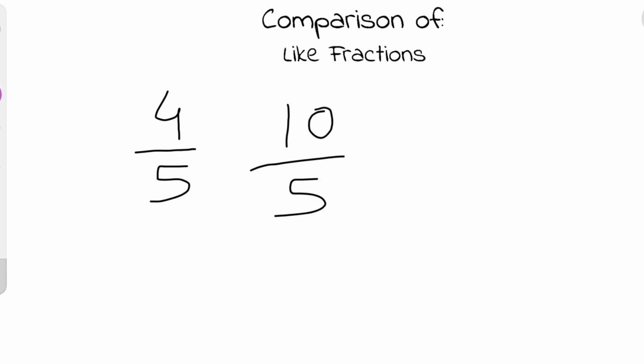And the next point is comparison of like fractions. How to compare between two like fractions. For example, you have 4 by 5 and 10 by 5. Now these two fractions are like fractions as they have the same denominator. So in this case, the comparison is very easy. You simply have to see the numerator. The fraction with a bigger numerator will be bigger. The fraction with a smaller numerator will be smaller. So in this case, 4 by 5 is smaller than 10 by 5.